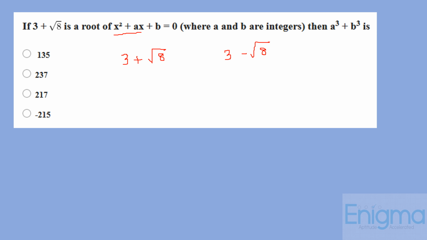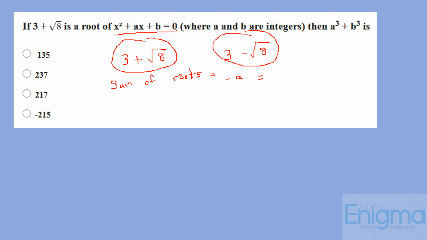Now, from the given quadratic equation, we can say that the sum of the roots is equal to minus a. And if we add the roots which we have obtained, we will get the sum as 6. Okay. Next thing, the product of the roots from the given equation is nothing but b.